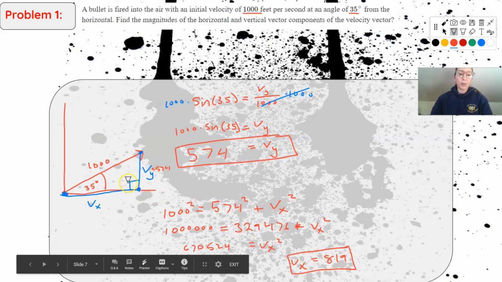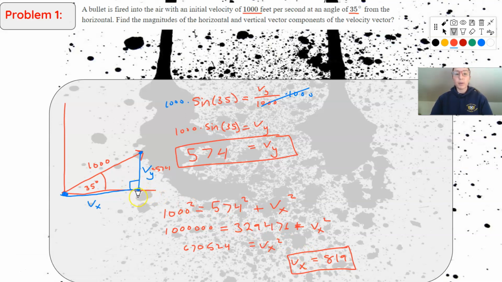We did this because we formed a right triangle, and then we used what we knew about solving right triangles to figure these two things out. All right, let's do the last example.